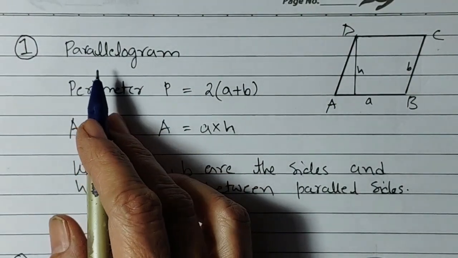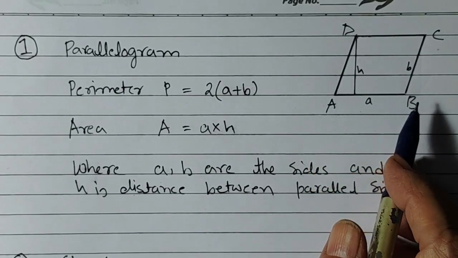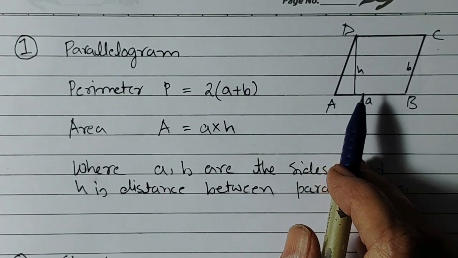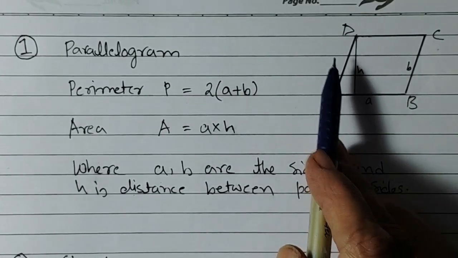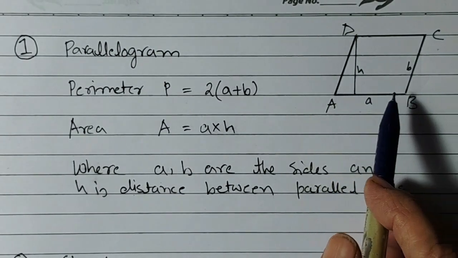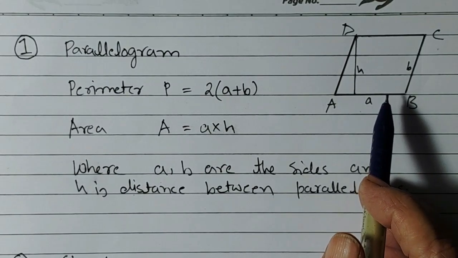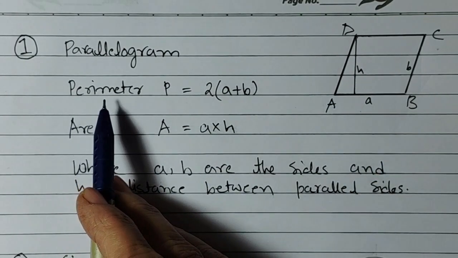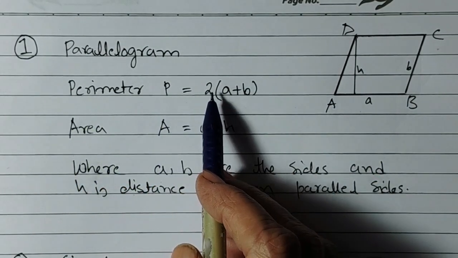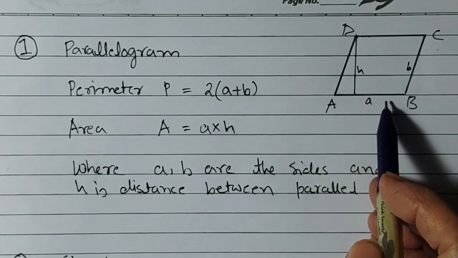So we'll calculate the area of a parallelogram and its perimeter. This is ABCD, the parallelogram. We'll calculate its perimeter and the area. Formula for both of them. So the perimeter will be equal to 2 into (a plus b). 2 into (a plus b).